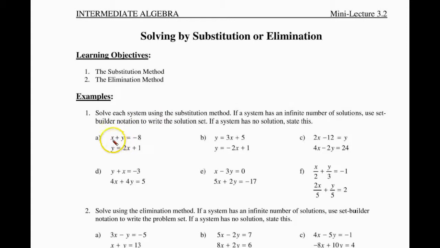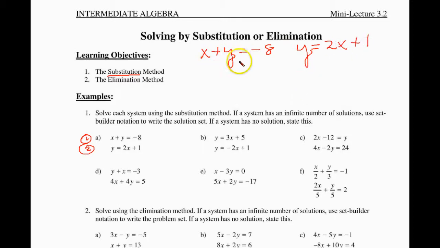Our first one, we're going to take a look at this, and we're asked to solve it the algebraic way through substitution. So let me write this up here. X plus y equals a negative 8. And we also have a second equation. We can number these if we'd like. The second equation is y equals 2x plus 1.